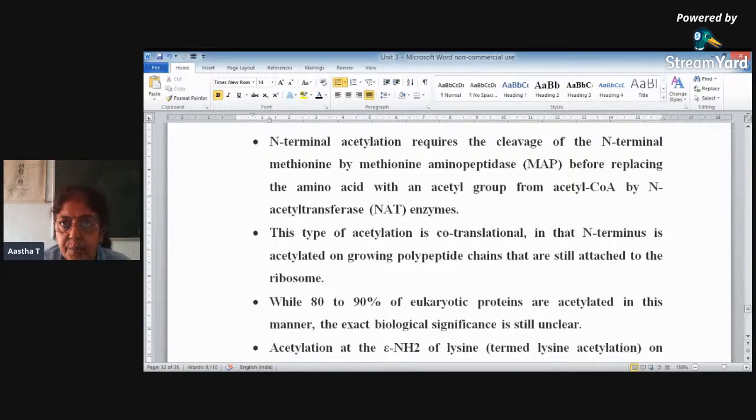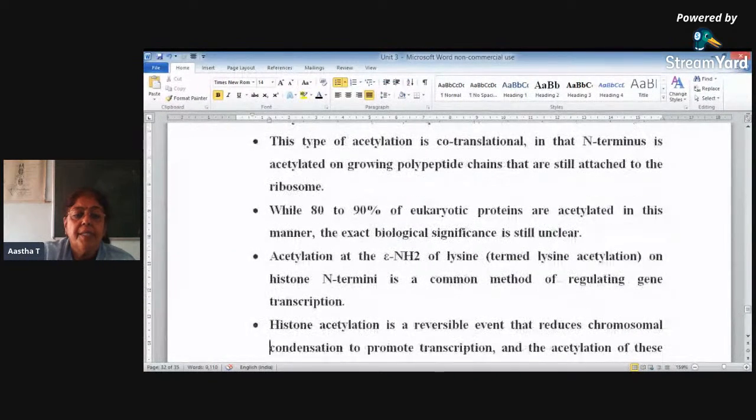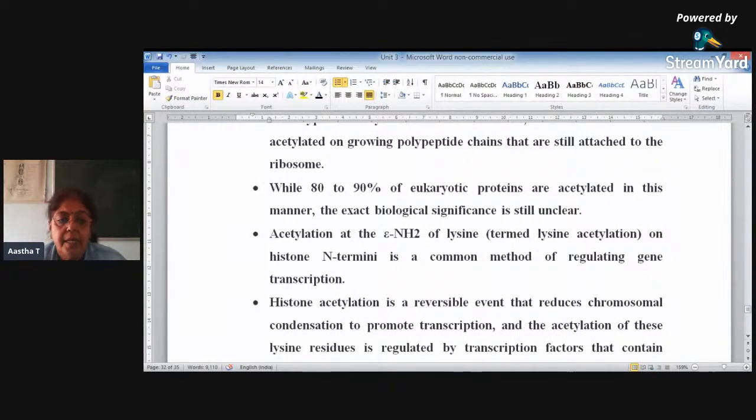सो पहिला अमायनो ॲसिड मिथायोनिन असेल तो रिमूव्ह होऊन तिथे ॲसिटिल कोए अटॅच होईल, आणि ती अटॅचमेंट कोणाच्या मदतीने होईल? ॲसिटिल ट्रान्सफरेजच्या मदतीने. 80 to 90% of eukaryotic proteins are acetylated, आणि त्याचं मेन कारण मात्र अजूनपर्यंत कोणाला माहिती नाहीये.